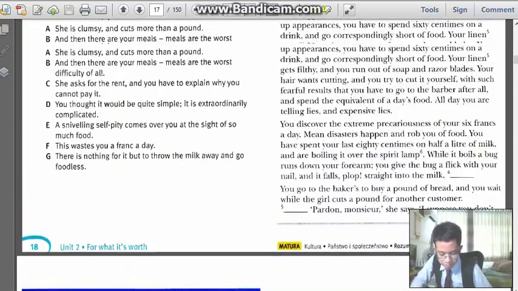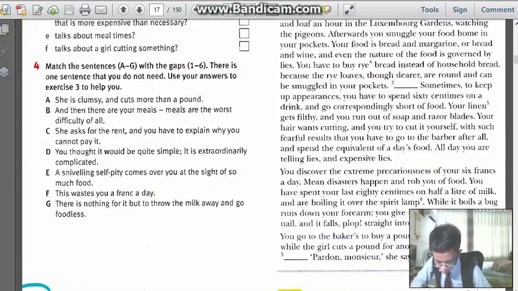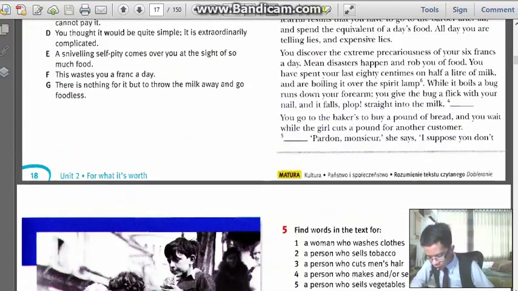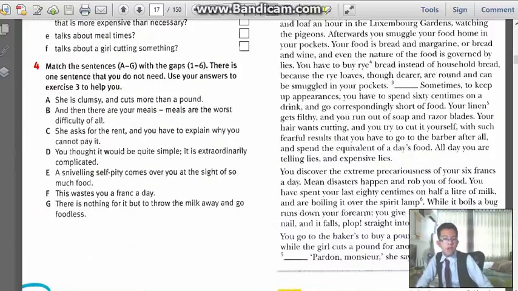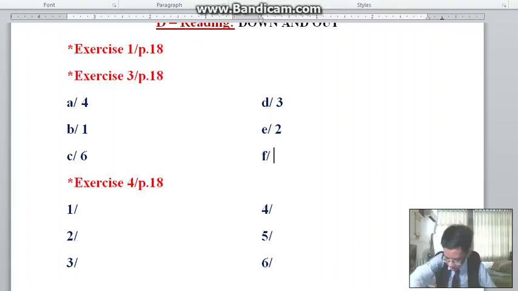We got 1. We got 2. We got 3. We got 4. But we didn't get 5. Okay, so let's read the letter F. Talks about a girl cutting something. Number 5: you go to the baker's to buy a pound of bread, and you wait while the girl cuts a pound for another customer. So, cut. That is the answer. Talks about a girl cutting something, cut the bread for another customer. So it is absolutely F with the blank 5.